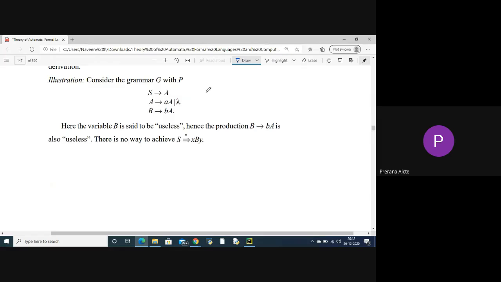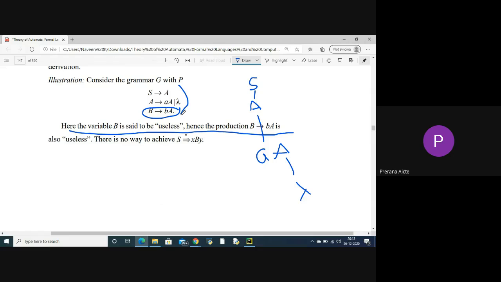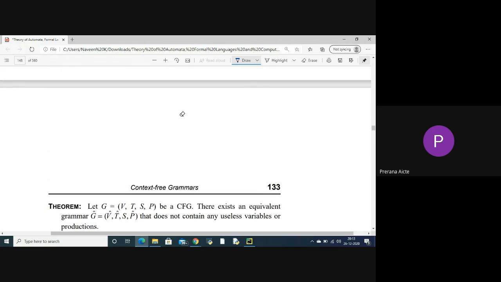Here also, S tends to capital A, A tends to AA or A tends to lambda. We don't have the production for capital B. So here B is said to be useless. Hence the production B tends to A is also useless, and we need to eliminate it. There is no possibility of accessing the capital B production in the given grammar. So B can be eliminated.